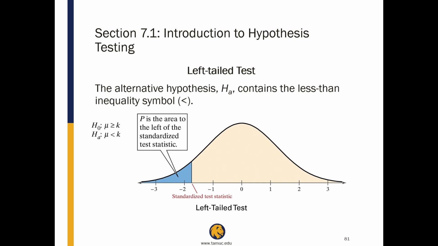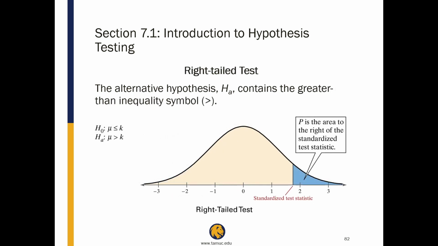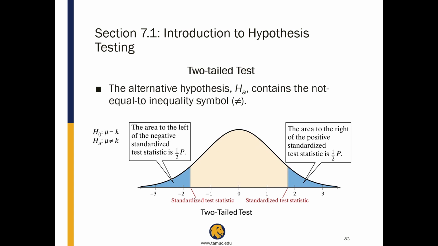If it's a left-tailed test, we're testing if the alternative hypothesis contains the less than inequality symbol, because that's on the left side of the normal distribution curve. The right-tailed test, in the greater than direction, would be on the right tail of the normal distribution curve. And the two-tailed test, when it's not equal to in the alternative hypothesis, is when you're looking at both left and right tails at the same time. So that's what they call it, two-tailed.